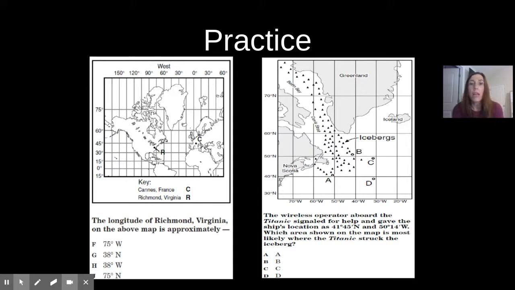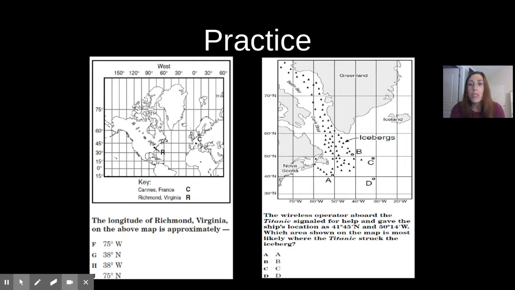The question on your right: the wireless operator above the Titanic signaled for help and gave the ship's location as 41 degrees and 45 minutes north and 50 degrees and 14 minutes west. Which area shown on the map is most likely where the Titanic struck the iceberg? So we're going to try to locate 41 degrees and 45 minutes north. Those are your latitude lines that run this way, but the numbers are on the side. And so we've located that area is sort of just a little bit above the 40-degree line.